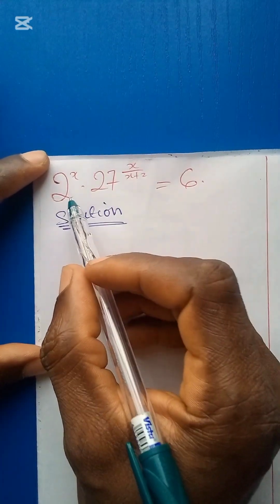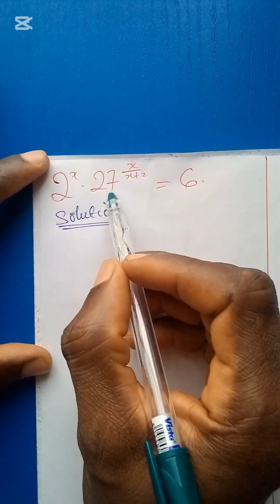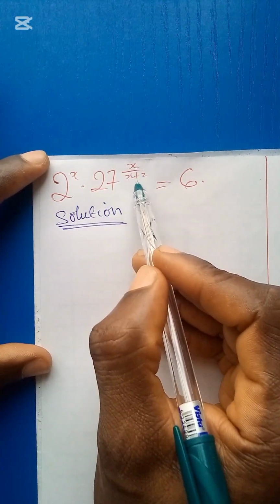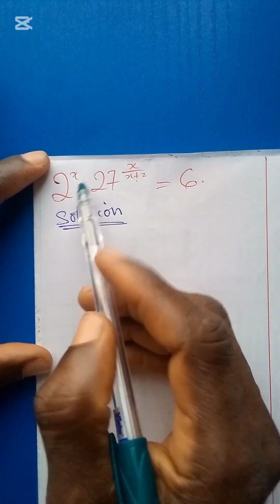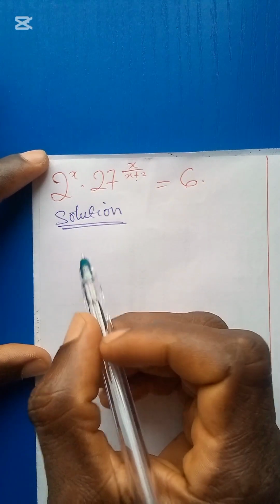In this video, I am given 2 to power x times 27 to power x over x plus 2 is equal to 6. I am required to find the value of x.